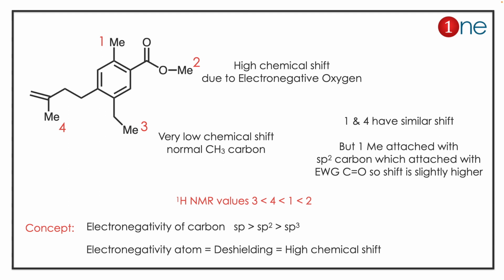Here the concept you have to learn is the electronegativity of carbon is sp, sp2, sp3, and the electronegativity of an atom creates the deshielding, hence the high chemical shift.